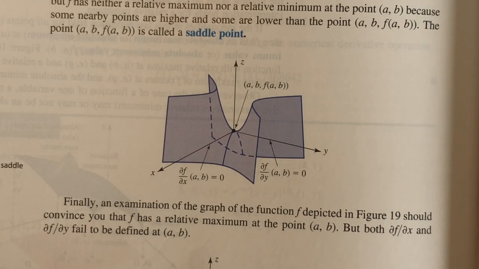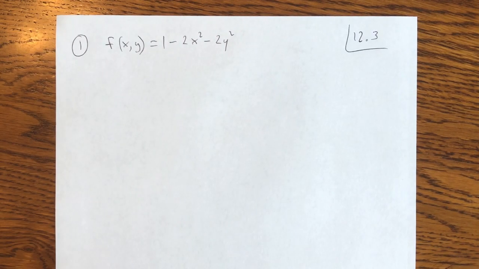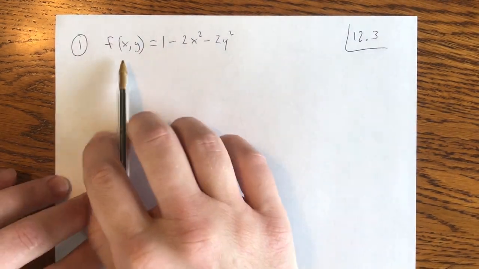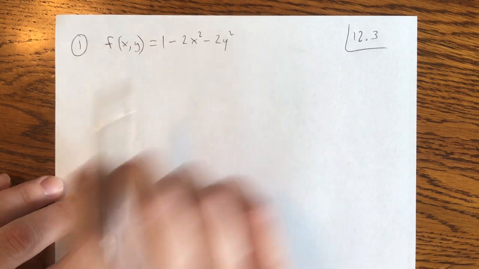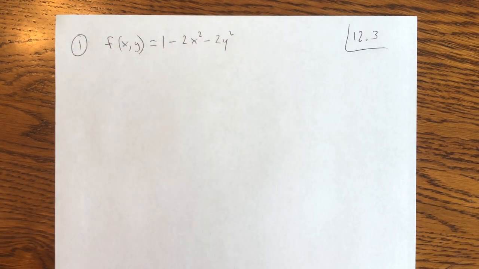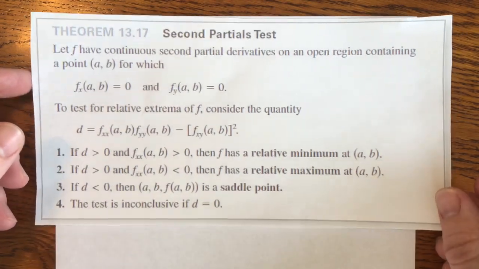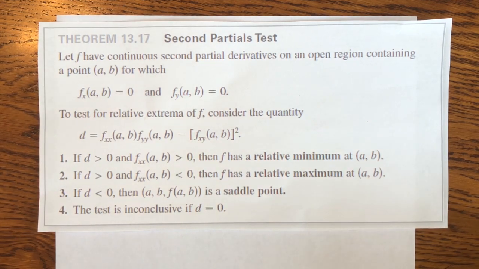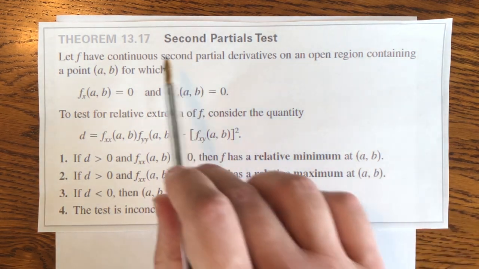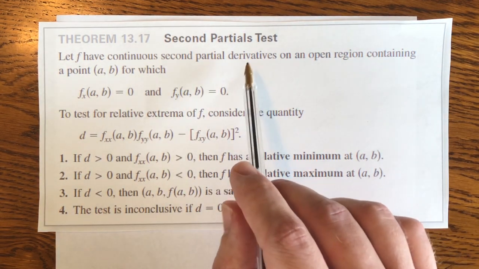All right, let's look at an example. Example number 1. So we're given this function in two variables, and the directions would be to determine any relative extrema and/or saddle points that exist. Okay, so what we're going to do for all these questions is we're going to follow what is called the second partials test. We're going to be doing this for every single one of our problems.